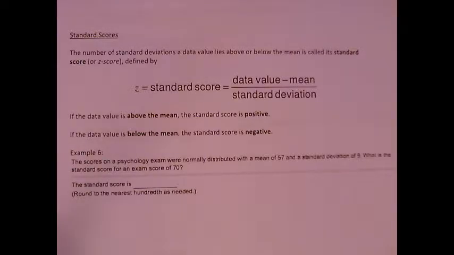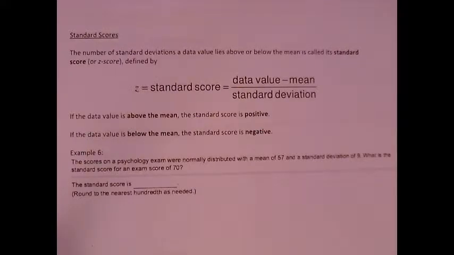Okay, the number of standard deviations a data value lies above or below the mean is called the standard score, or z-score. And that's defined by this: Z, which is your standard score, will be equal to the data value minus the mean divided by the standard deviation. Your Z is going to be the data value minus the mean divided by the standard deviation.